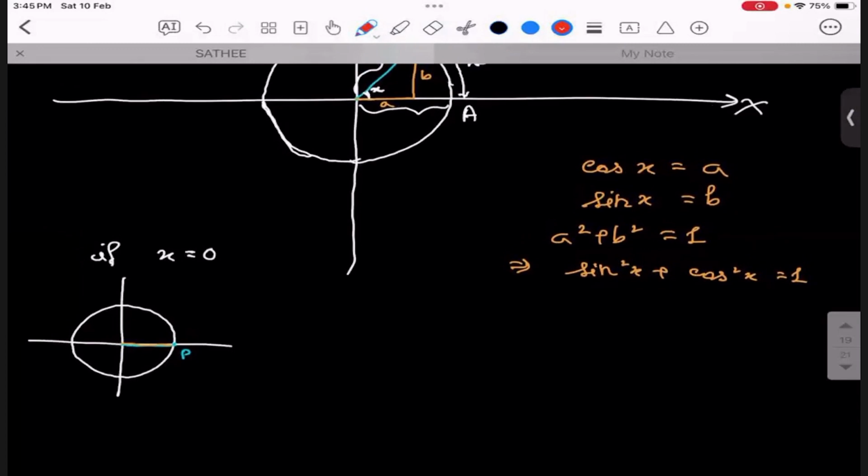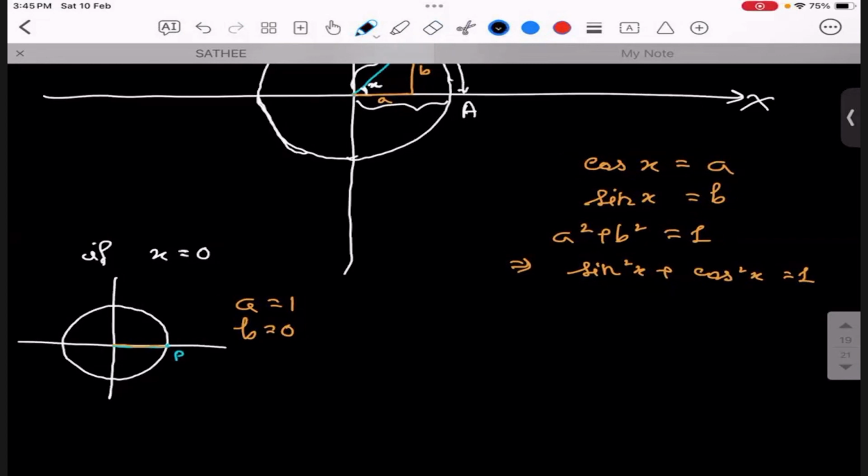Here you can clearly see that a equals 1 and b equals 0. So if x equals 0, then a equals 1 and b equals 0. This implies cos 0, that is the real number 0, so cos 0 equals 1 and sin 0 equals 0.